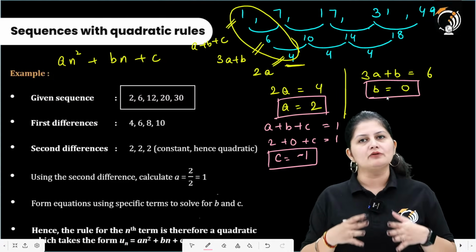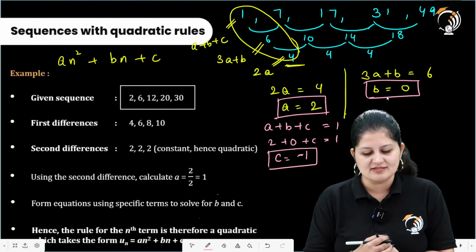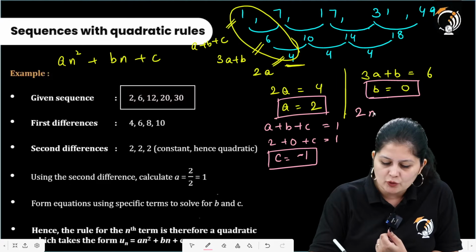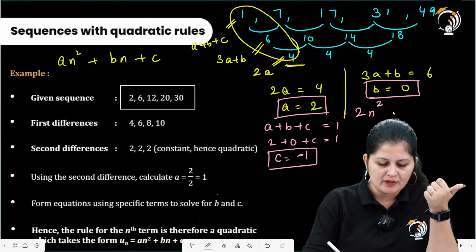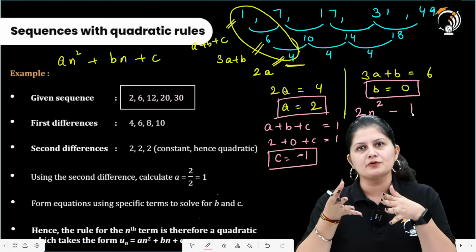So, what is going to be the formula for finding the nth term of the given sequence? In this particular sequence, it is going to be 2n square, as b is 0, so we are just going to neglect that term, minus 1. So, let's just try it. Are we getting the answer by using this formula?